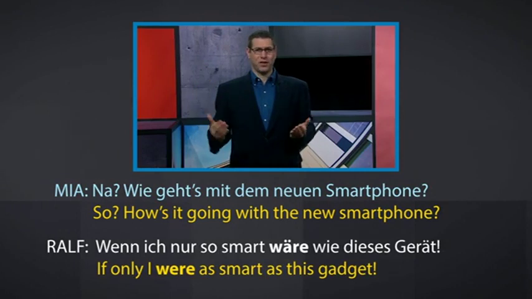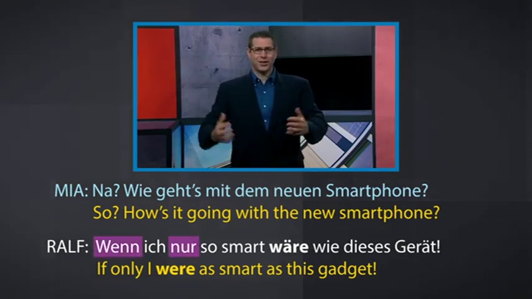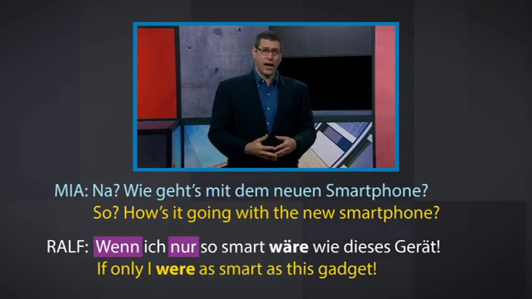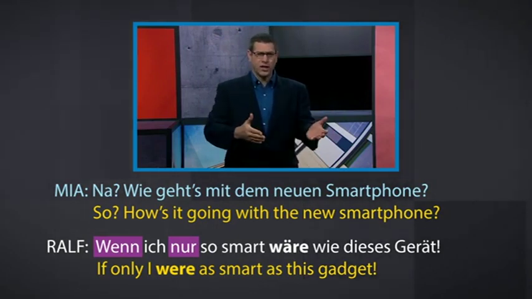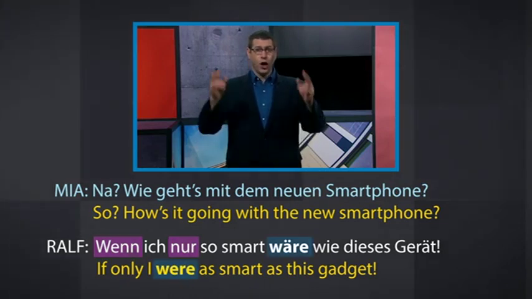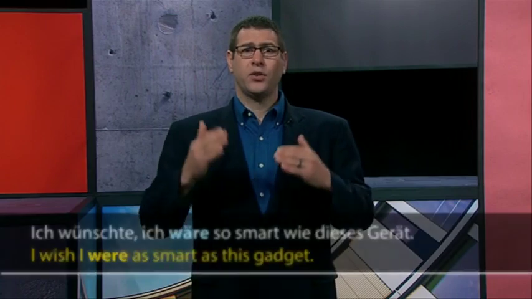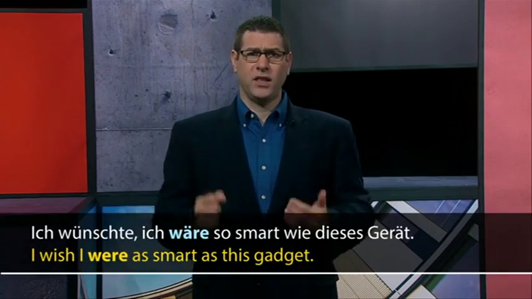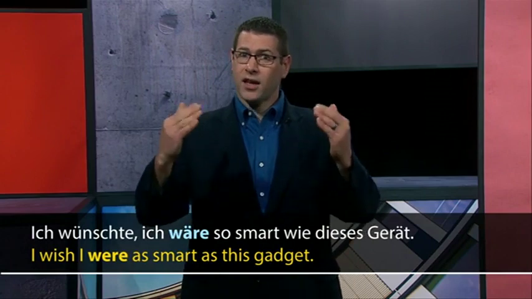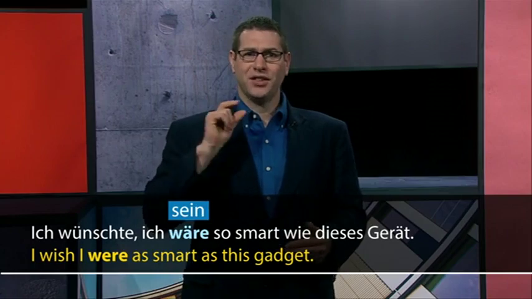Now, this is a perfect illustration of how the subjunctive works in what we call wenn nur exclamations. Wenn nur exclamations are used to express a wish or a desire in the sense that there's something wanted which is not present. Now, in Ralph's case, he's wishing that he were as smart as his snazzy new smartphone. And in fact, he could also say the following. "Ich wünschte, ich wäre so smart wie dieses Gerät." The wäre here is the single verb subjunctive form of the infinitive verb sein.